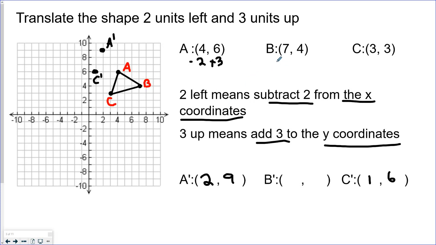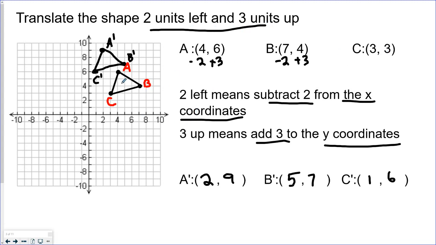Same for B. Subtract 2 because you're moving left. Add 3 because you're moving up. So it'd be 5, 7. So here's 5, 1, 2, 3, 4, 5, 6, 7. So B prime would be right there. And my new triangle would be right there. So this triangle is the new triangle I get after I move 2 left and 3 up from my original picture. So this image is what I get from altering this object in this manner.